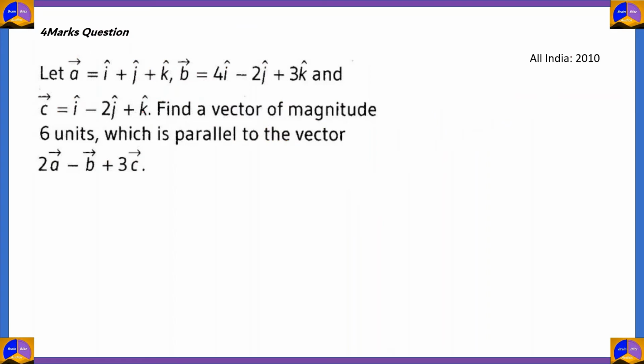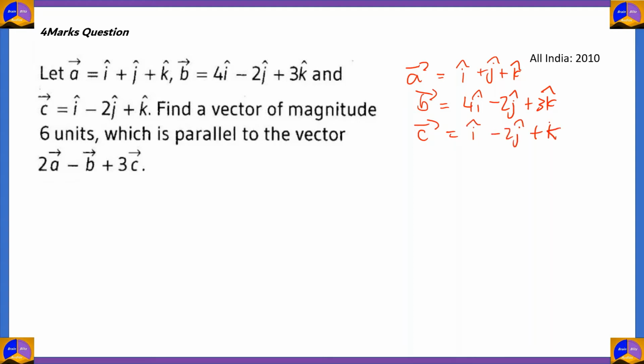Next question. Now we have vectors a, b, and c given. We need to find a vector of magnitude 6 units, which is parallel to the vector 2a bar minus b bar plus 3c bar. So 2 times vector a minus vector b plus 3 times vector c. First things first, let's write our vectors. Vector a is i cap plus j cap plus k cap. Vector b is 4i cap minus 2j cap plus 3k cap. And vector c is i cap minus 2j cap plus k cap.